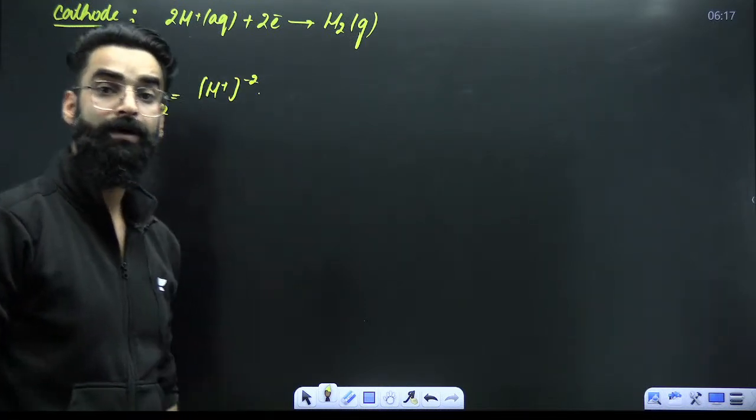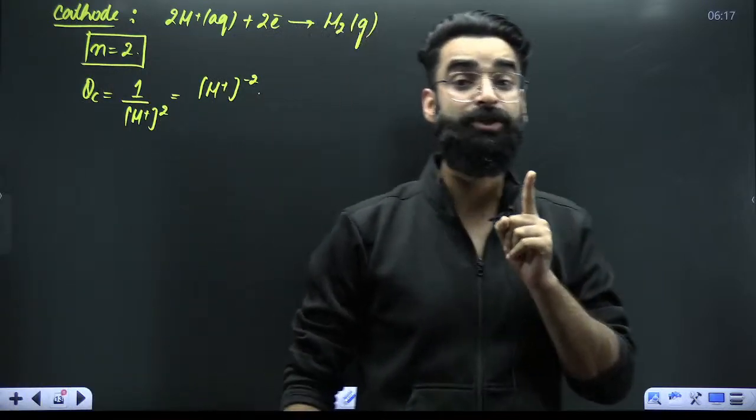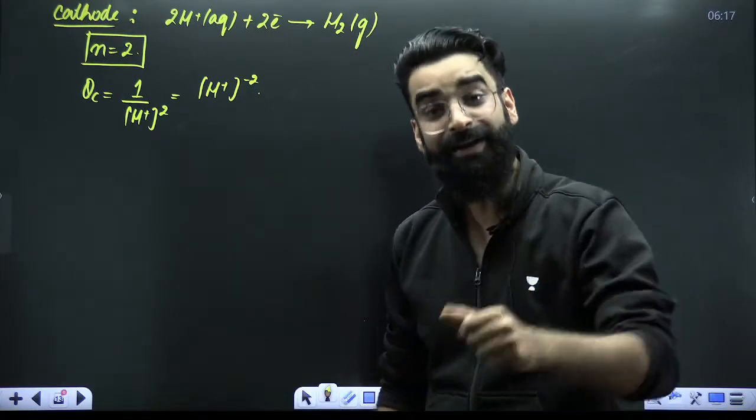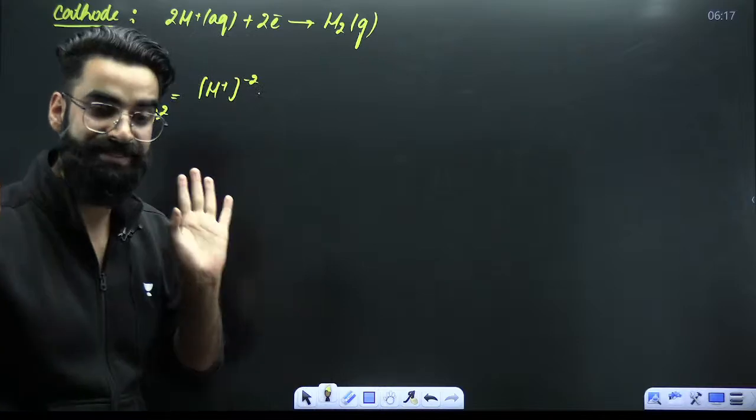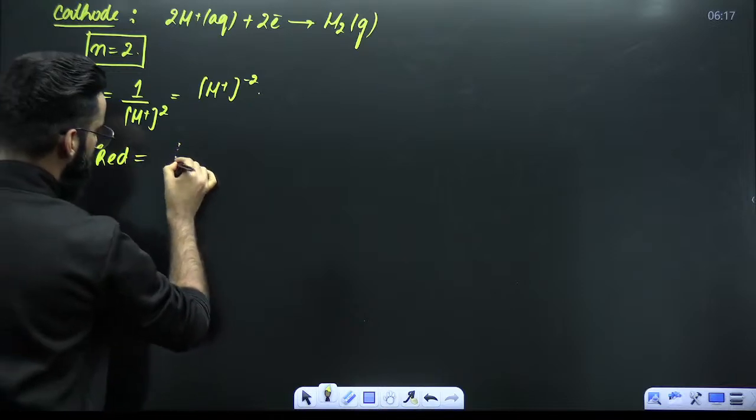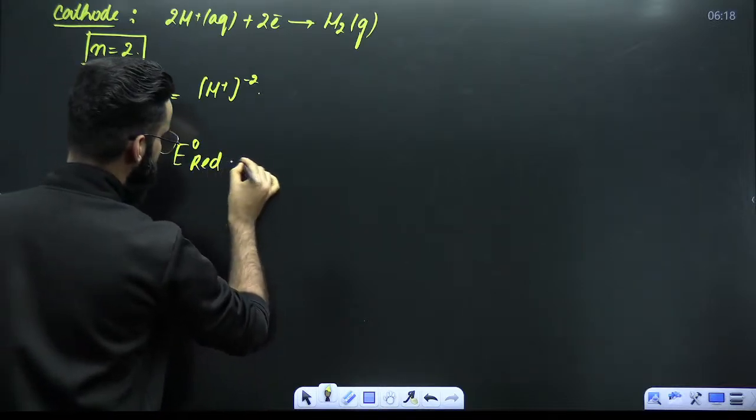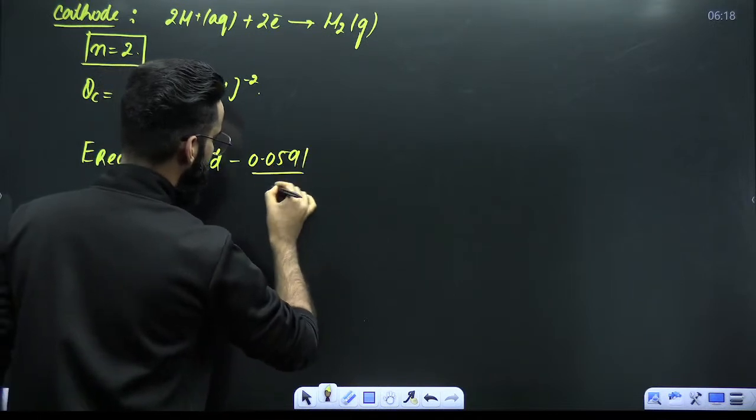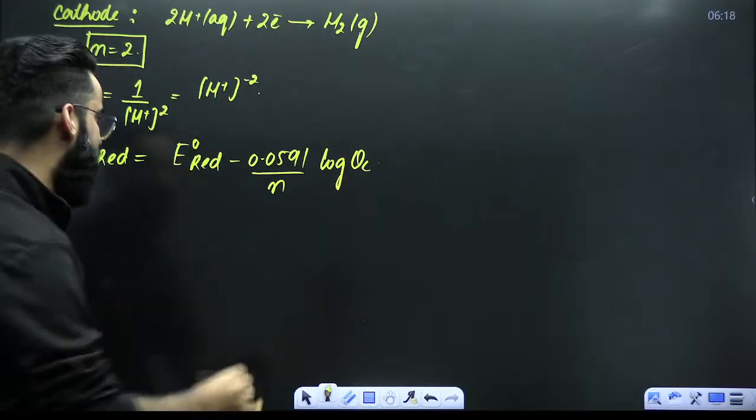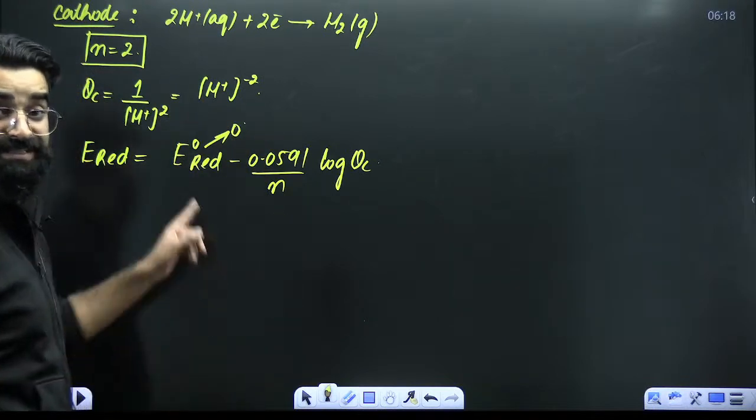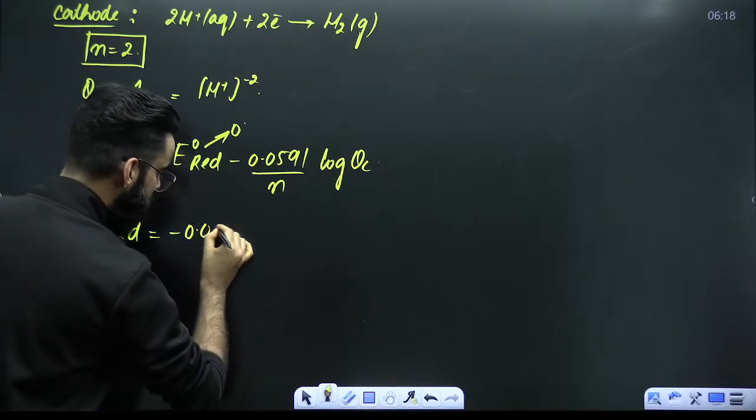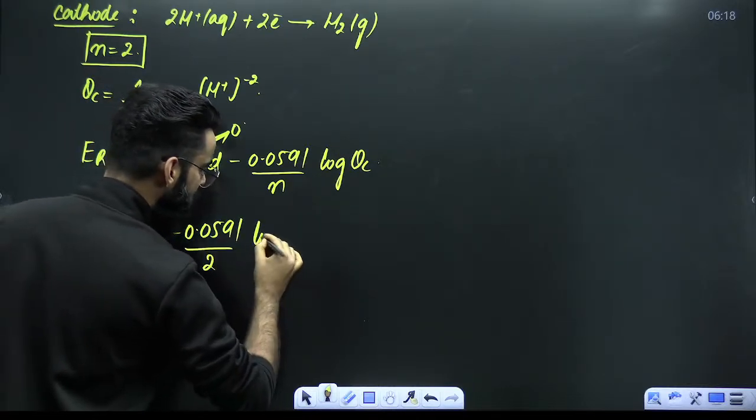Simple. Now, I made sure that the hydrogen electrode behaves like the cathode. At the cathode, reduction takes place. So indirectly, what am I trying to calculate? I'm trying to calculate the reduction potential of the same hydrogen electrode under non-standard conditions, and I'll be using the Nernst equation. The reduction potential of the hydrogen electrode is equal to the standard reduction potential of the hydrogen electrode minus 0.0591 divided by N, log of QC. Now, my dear students, in the case of the hydrogen electrode, this particular term is 0. This is the SRP of hydrogen, 0. So ERED is equal to minus 0.0591 divided by N, where N is just 2, log of QC.